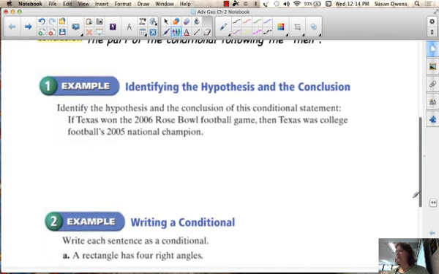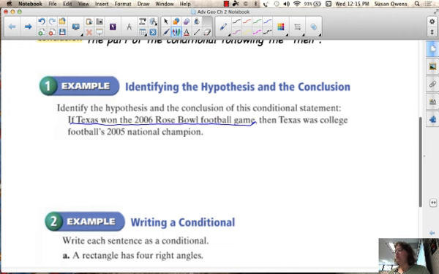So here's an example. Identify the hypothesis and conclusion of this conditional statement. If Texas won the 2006 Rose Bowl football game, then Texas was college football's 2005 national champion. Easiest thing to do is to find the if, if it's present. It doesn't always have to be there. Or find the part that is the beginning. What are we saying first and then what's following?